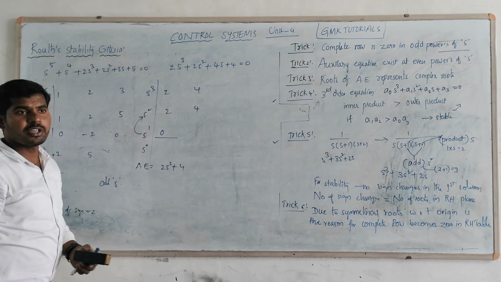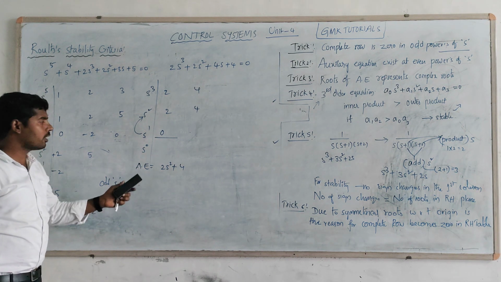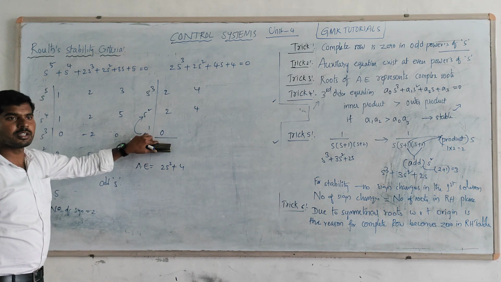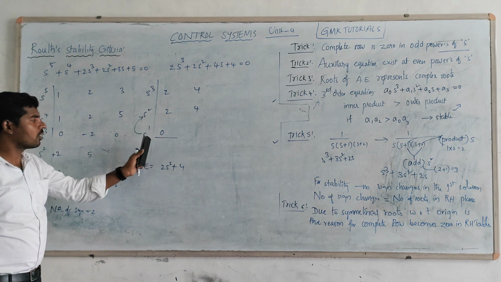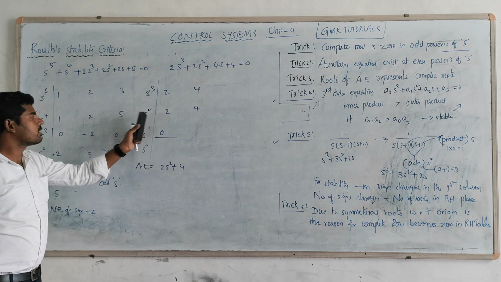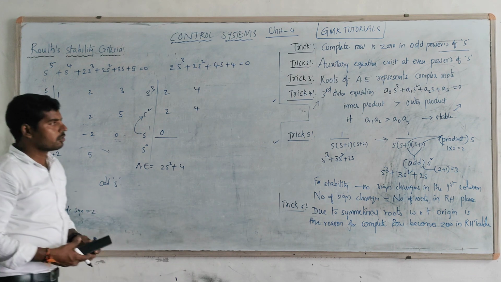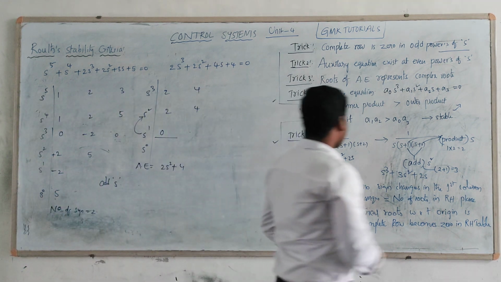This is where we need to solve the auxiliary equation, where the corresponding complete row is 0. So we take the previous row. In any case, only at the r powers does it become 0. If we take the previous row, we get the auxiliary equation. So this is all about RH criteria.